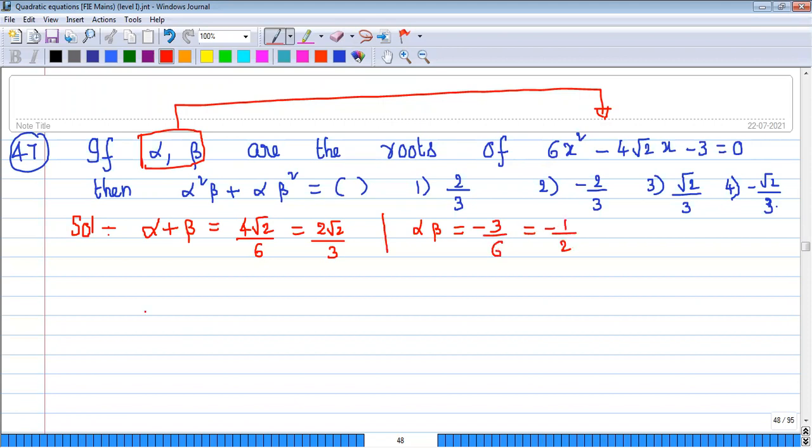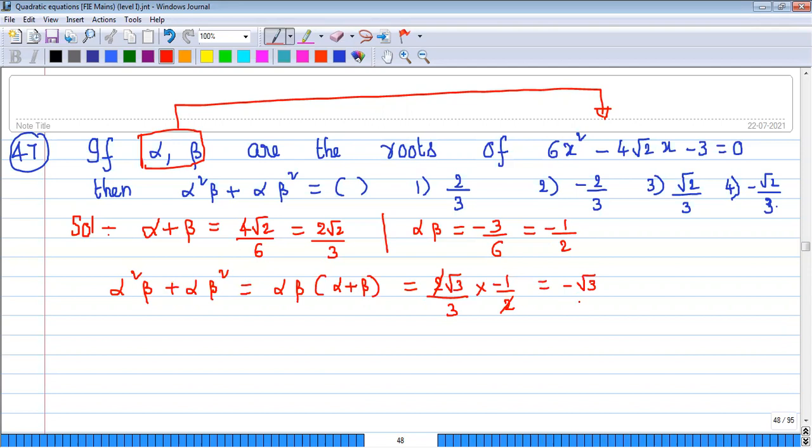I think it's clear. So as far as alpha square beta plus alpha beta square is concerned, we shall take out alpha beta common. We have alpha beta into alpha plus beta. Just the product of these two: 2 root 2 upon 3 multiplied with negative 1 upon 2. 2 will cancel out. We have minus root 3 upon 3. So the answer is not there, I think.